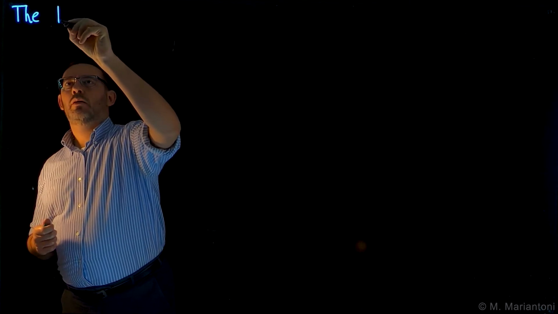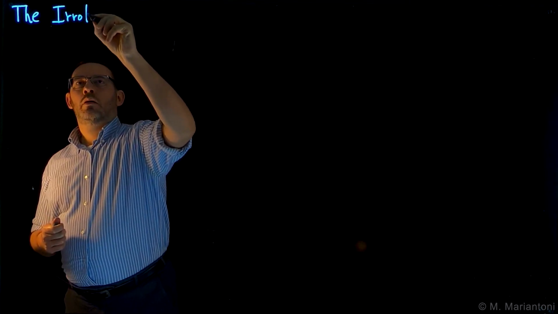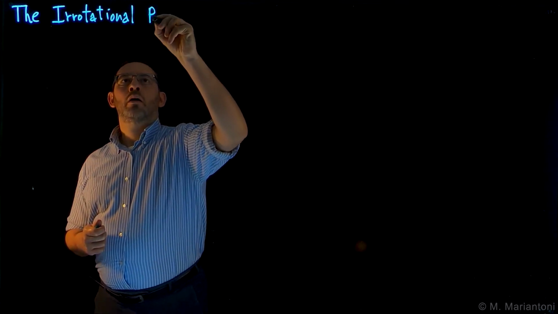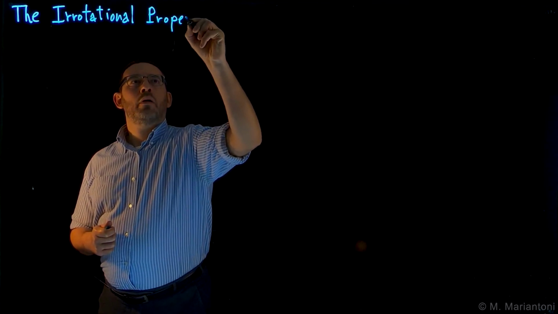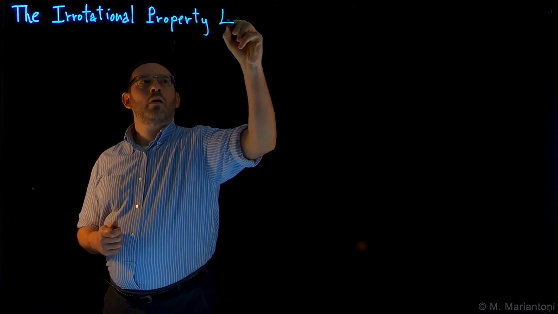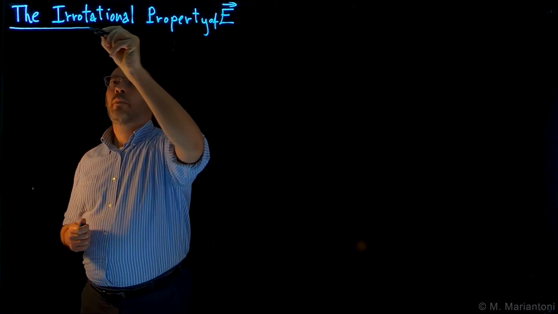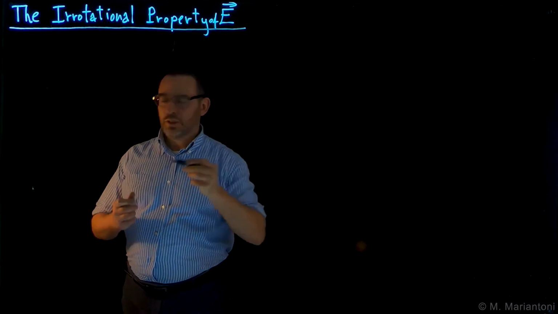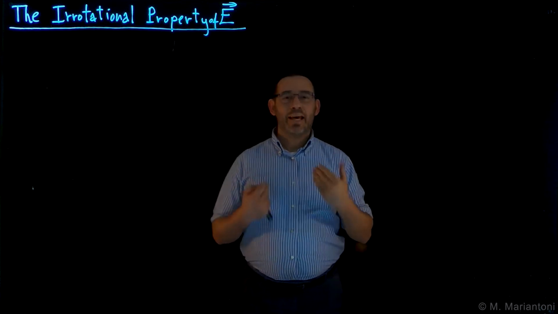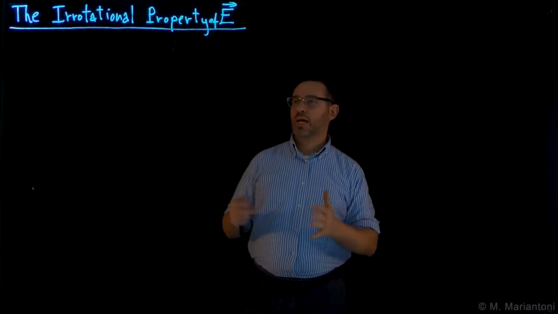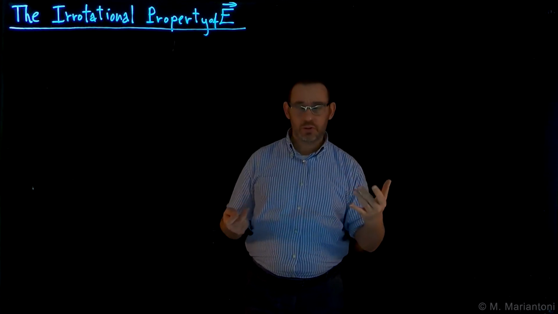The name of this video is the Irrotational Property of E. As it turns out, the irrotational property of E is the second Maxwell's equation for the electrostatic field that we are going to encounter in this course. So obviously, it is very important.